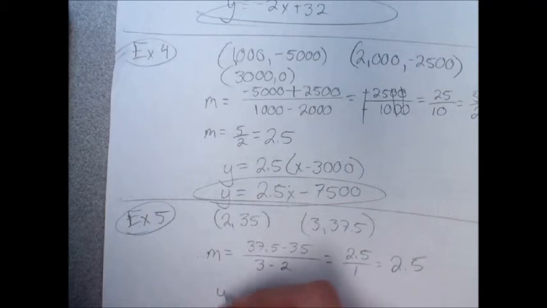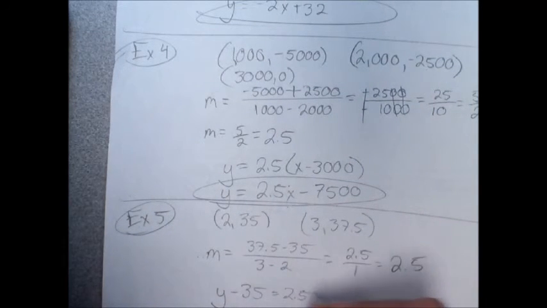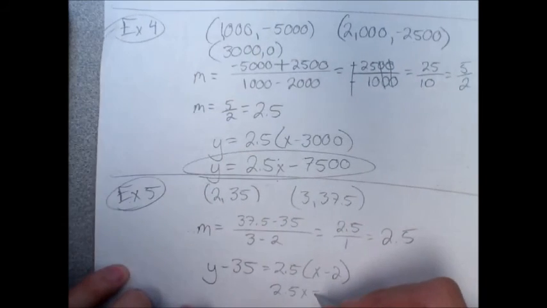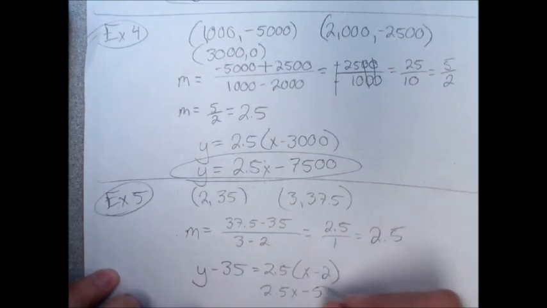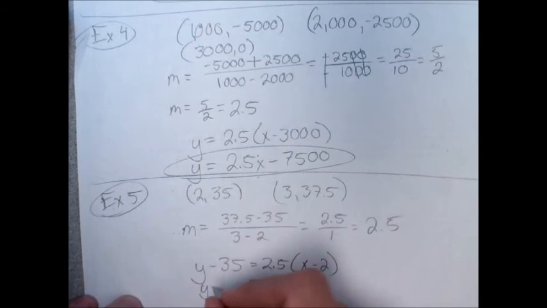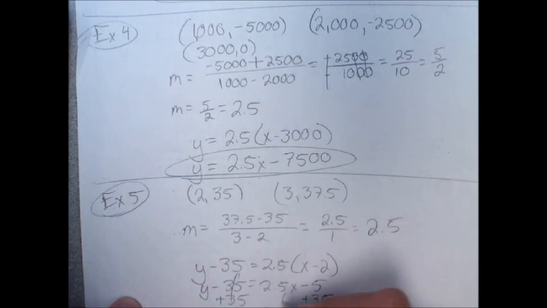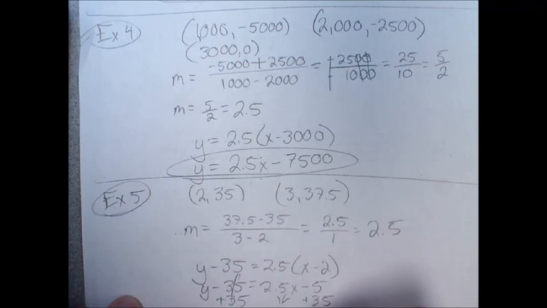So y minus 35 equals my slope of 2.5 open parentheses, x minus 2, and I start to solve. So distribute out my 2.5, I get 2.5x minus 5, and then I just drag this little bit down, get rid of my 35 off of this side, so I'm adding 35 to both sides, and y equals 2.5x, just dropping that down, plus 30.